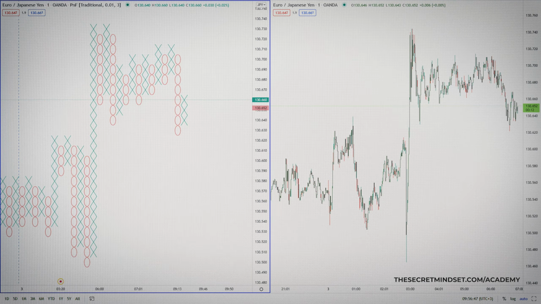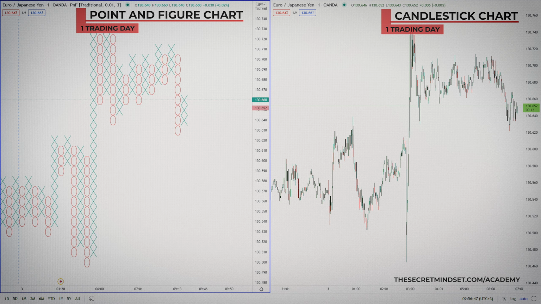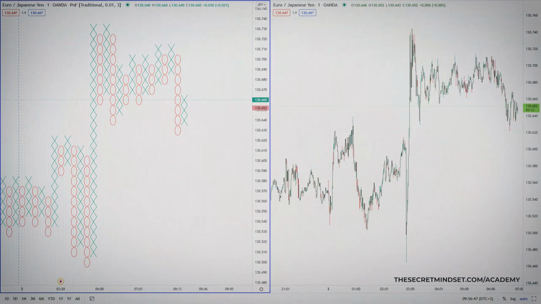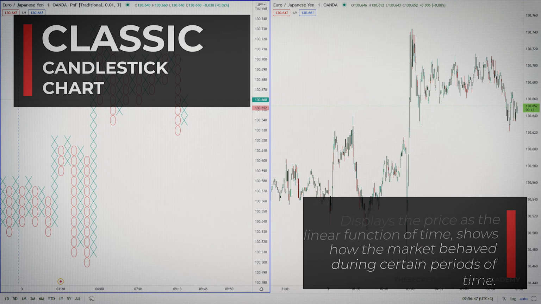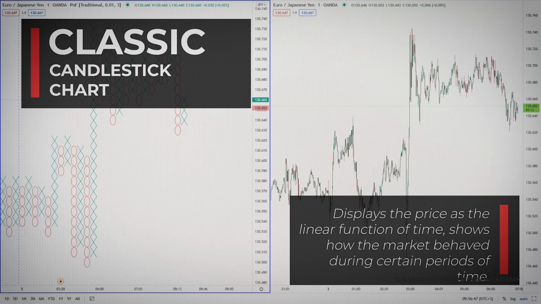Here we have a chart showing data from the past 24 hours. On the right, we have a classic candlestick chart, and on the left, a point and figure chart. Both charts are showing the same thing. The display is different. The candlestick chart displays the price as a linear function of time, and shows how the market behaved during certain periods of time, in this example, one trading day.